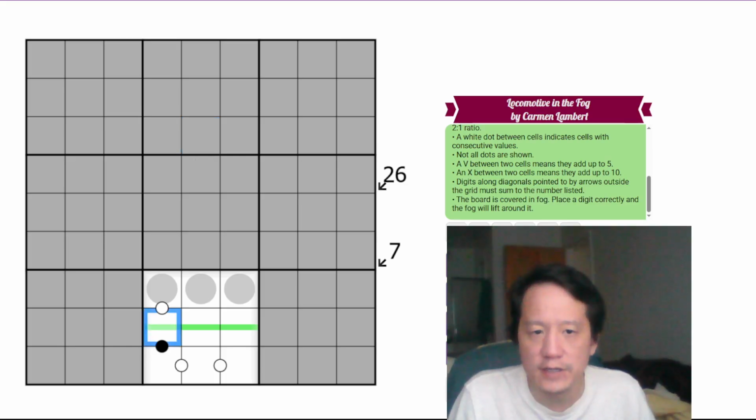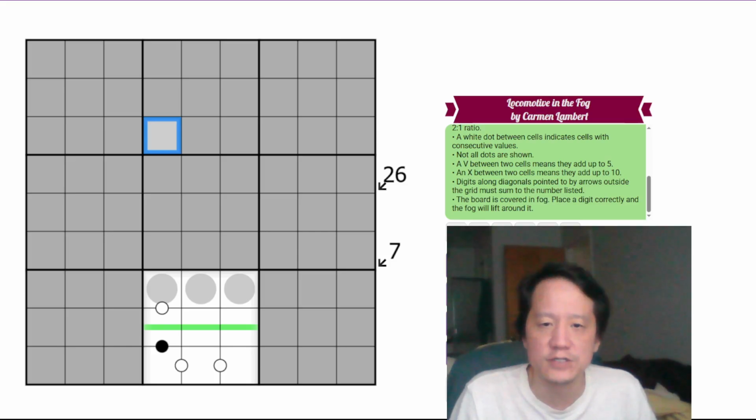And then finally, we have fog of war, where the board is covered in fog. Place a digit correctly and the fog will lift around it. So if you place a digit correctly here, say, it would clear the fog in that cell and in the 8 surrounding cells around it.